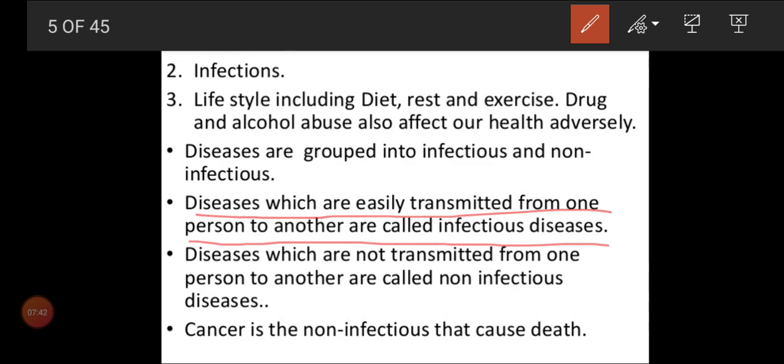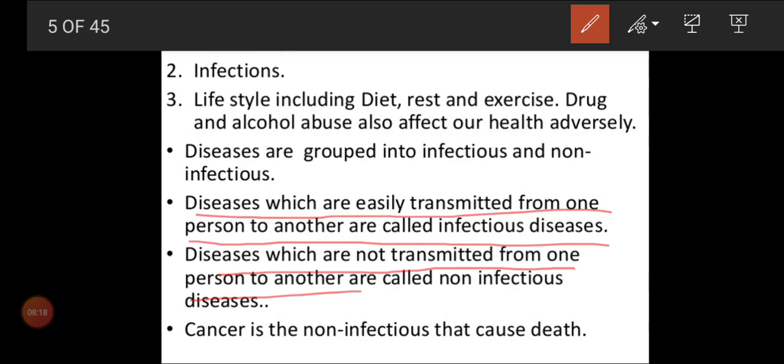That and all we'll discuss. Many infectious diseases can be spread through viruses, bacteria, fungi, protozoans, and also platyhelminthes. Everything we will discuss in this chapter. And what are non-communicable or non-infectious diseases? Diseases which are not transmitted from one person to another. What could be the examples for that? Like cancer, it won't spread from a person to another person, so we can call it non-communicable or non-infectious disease.